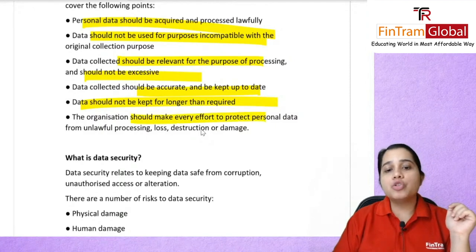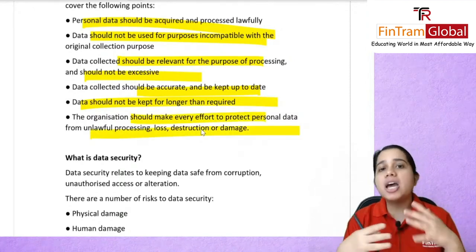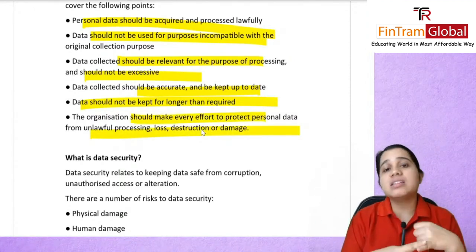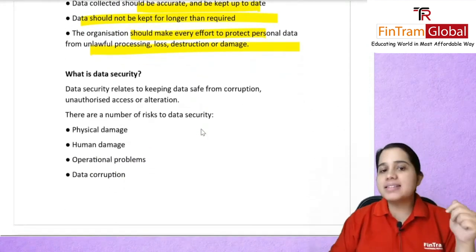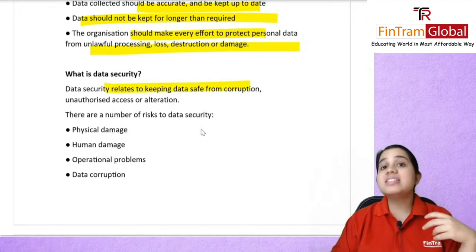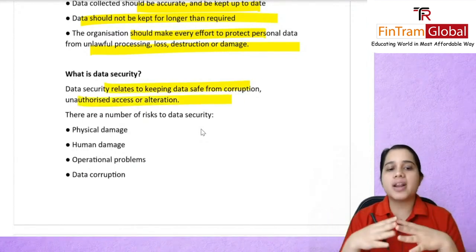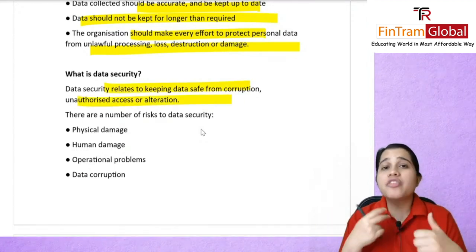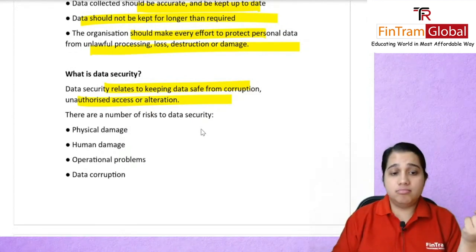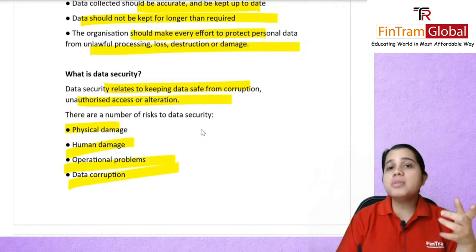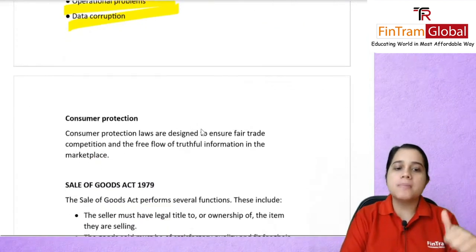Organizations should make every effort to protect this data from any unlawful processing or someone stealing or destroying it. What is data security? Basically, how you can keep this data safe from any corruption or unauthorized access. There are various risks to your data security. You have physical risk, human damage, operational problems, and of course there's data corruption.